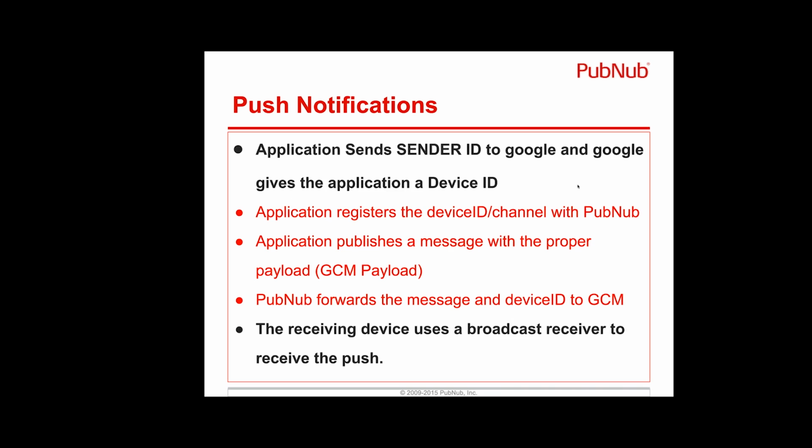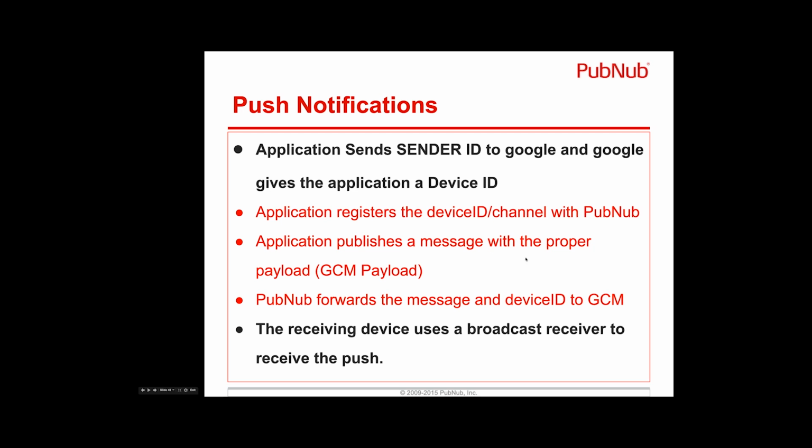Okay. So just to run through that process, the application sends the sender ID to Google. Google gives the application a device ID. This sender ID is actually the product ID on the Google developer site. The application registers a device ID and a channel with PubNub. So if I had my phone, I would have a device ID. It's a very long cryptic number, but let's say 1234. I would say device 1234 wants to listen on the AWG global channel to receive push notifications.